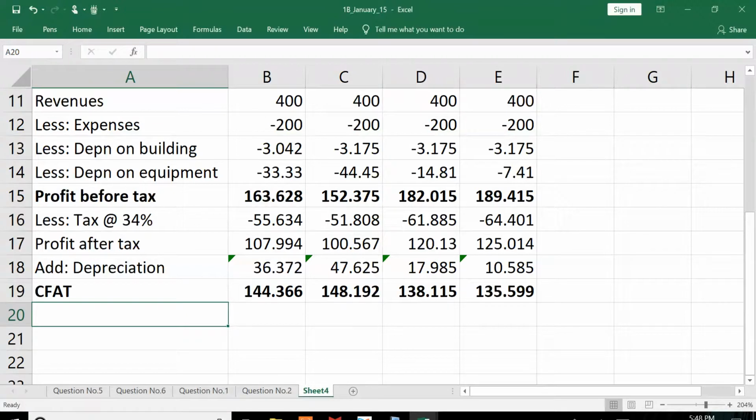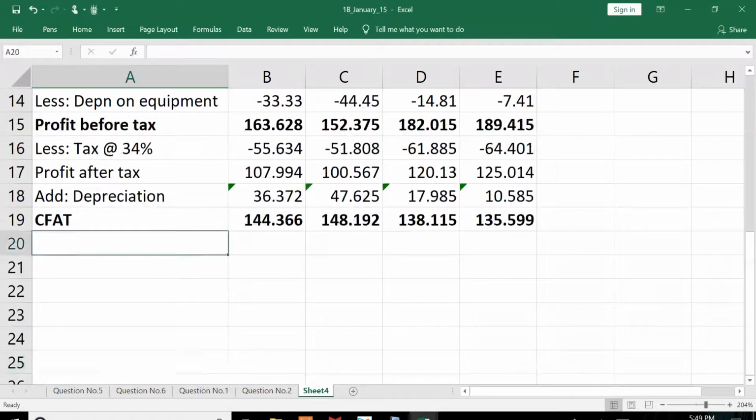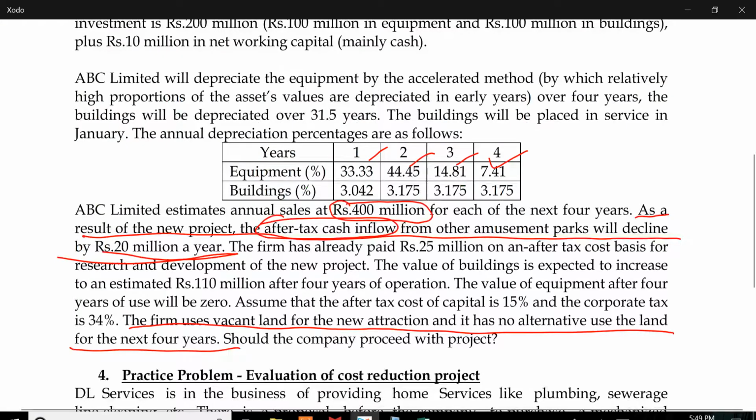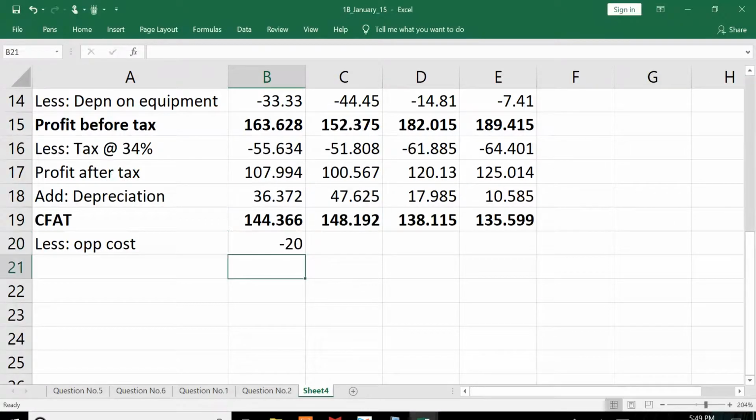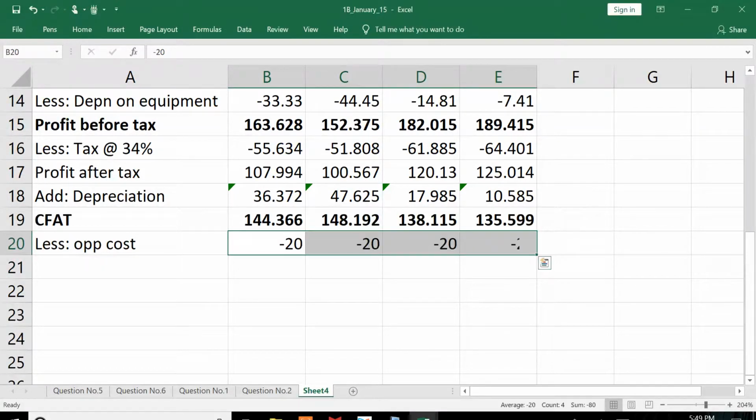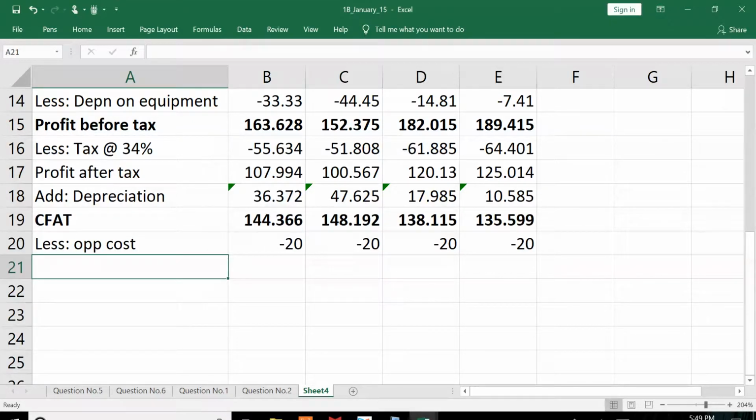Any doubts on this? Any doubts on the CF80 number? Okay, now listen. After CF80, less, I don't want you to write, listen for some time. One is that opportunity cost. We are losing how much they said? 20 million a year. Other amusement parks are going to have a loss of 20 million a year. That's opportunity cost.